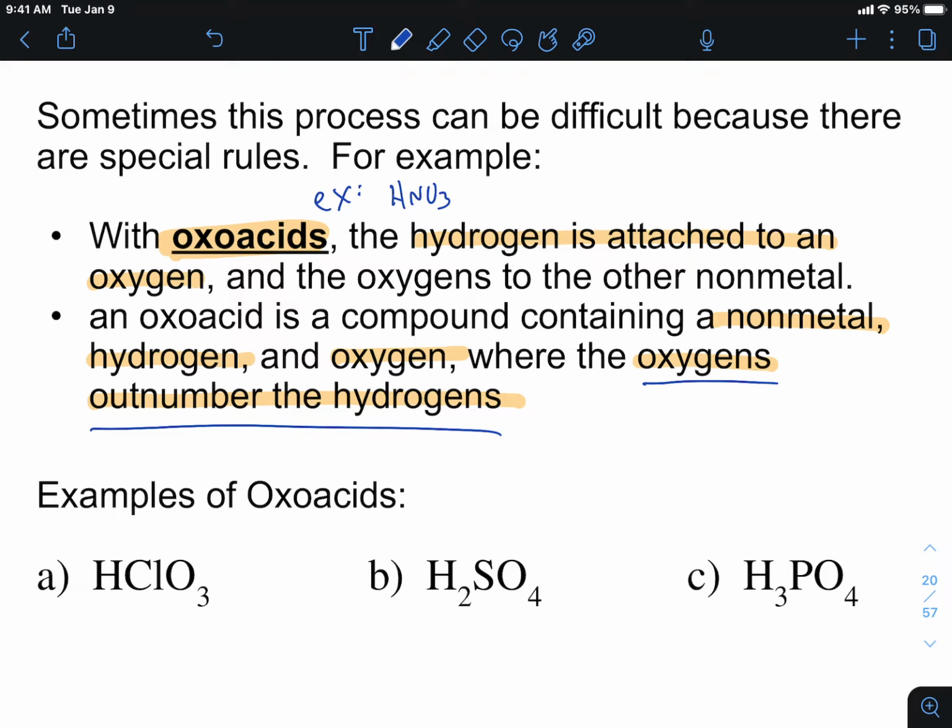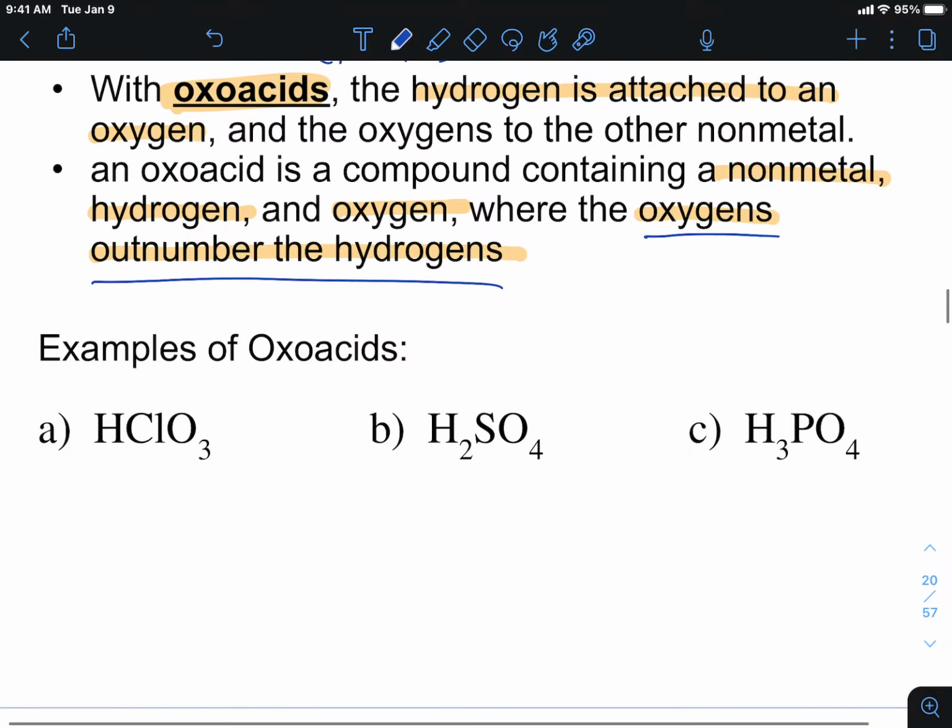Okay, here's an example of something that looks like an oxoacid but is not. Do you guys see the difference? You have a nonmetal, you have oxygens, and you have hydrogens. So it meets the first rule, but it doesn't meet the second rule, which says the oxygens must outnumber the hydrogens. There's more hydrogens than oxygens. This is not an oxoacid. So, first thing, you have to be able to identify an oxoacid when you see it. These three here are all examples of oxoacids.